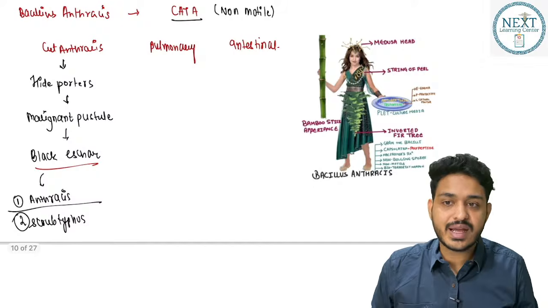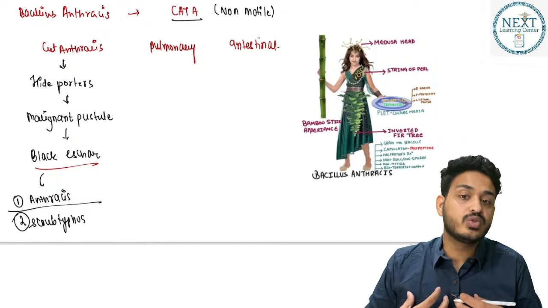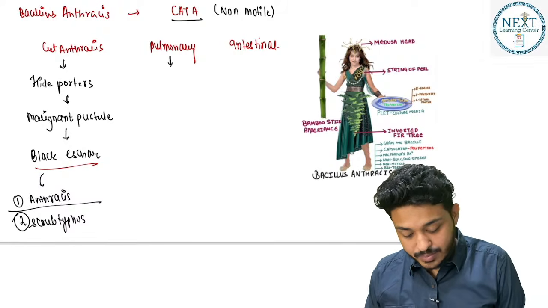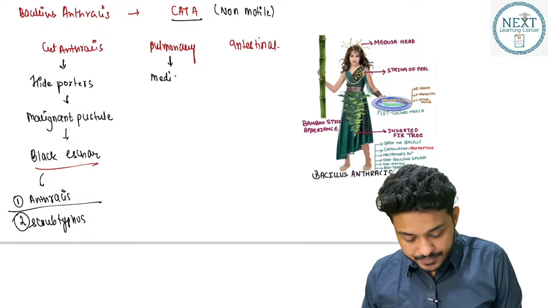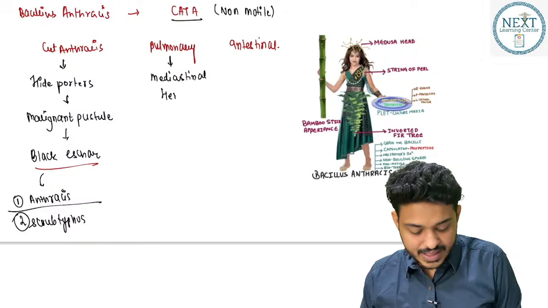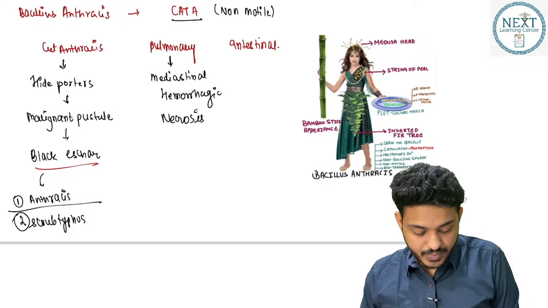The next one we are having is about the pulmonary anthracis. When the person is going to inhale, those spores will come into the lungs. Once they will come into the lungs, they will cause what? Mediastinal hemorrhagic necrosis, right? Mediastinal hemorrhagic necrosis will be there, right? And this thing can lead to death of the person, right?